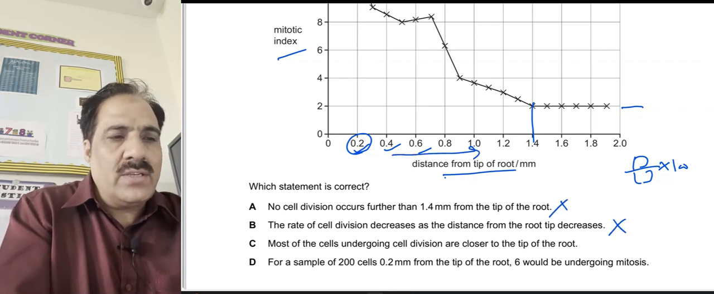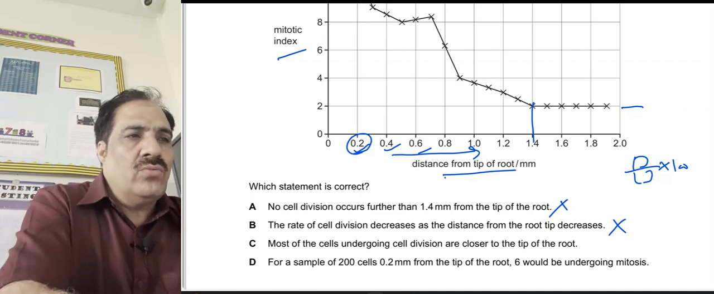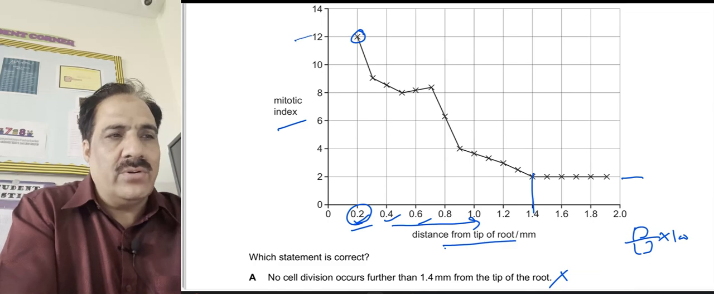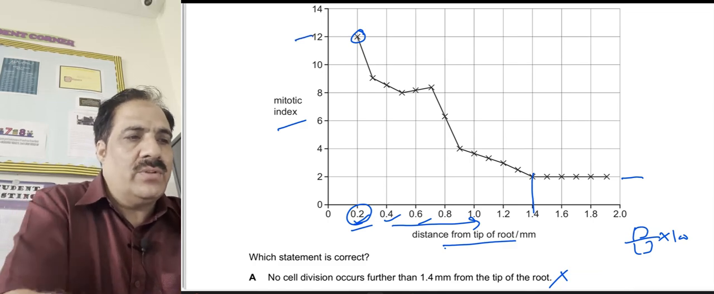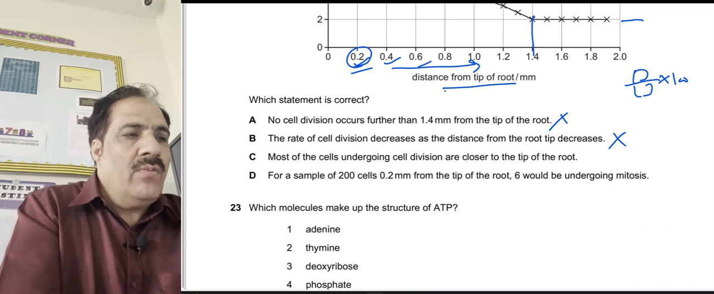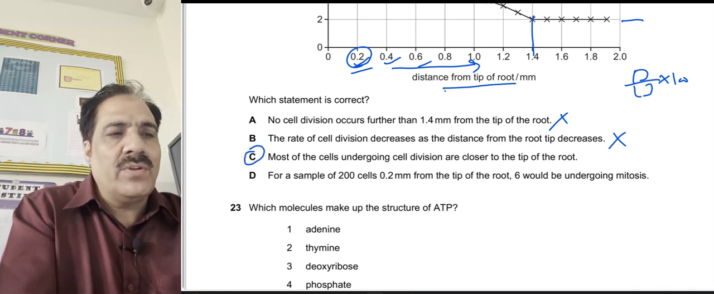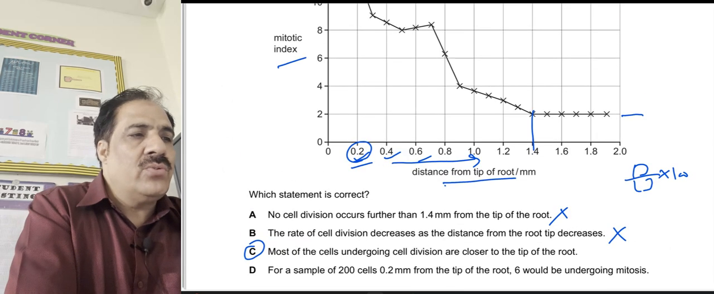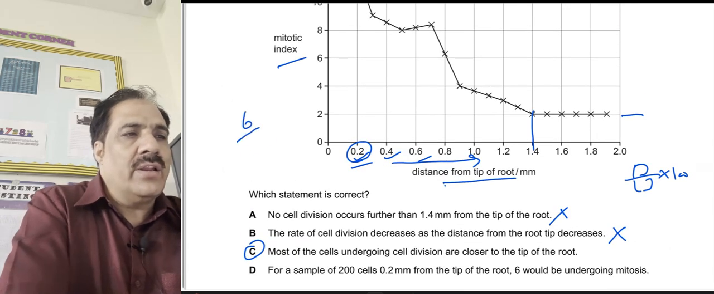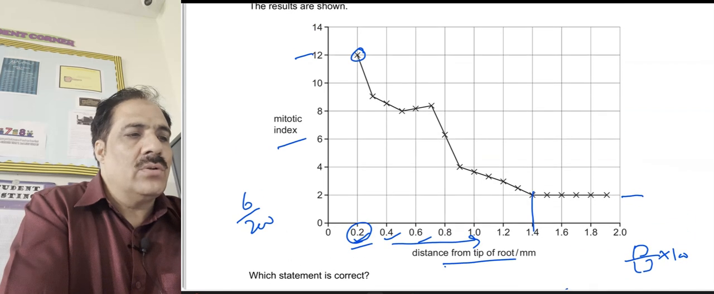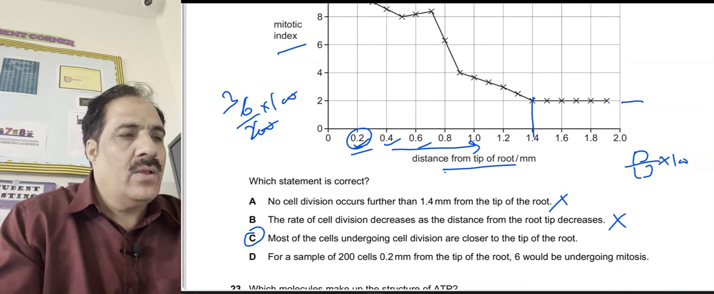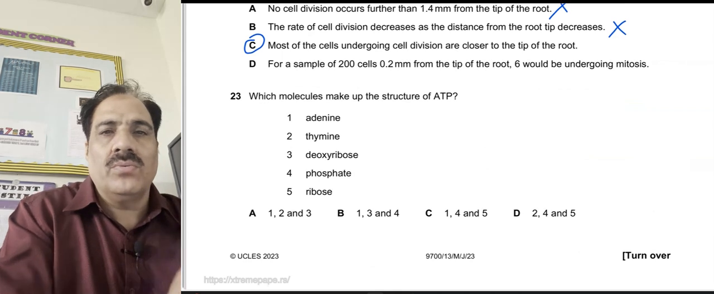Most of the cells undergoing cell division are closer to the tip of the root. At the 0.2 mm distance, the cells have the highest mitotic index, then it goes on decreasing. So this seems to be the correct option. For a sample of 200 cells, 0.2 mm from the tip of the root, 6 would be undergoing mitosis. But 6 out of 200 cannot give a mitotic index of 12. So this is wrong. 6 divided by 200 times 100 gives a mitotic index of 3 only, not 12. So D is also the wrong option.